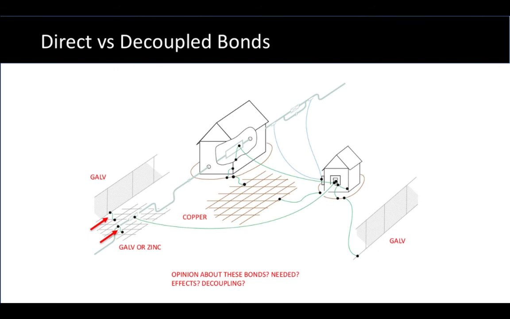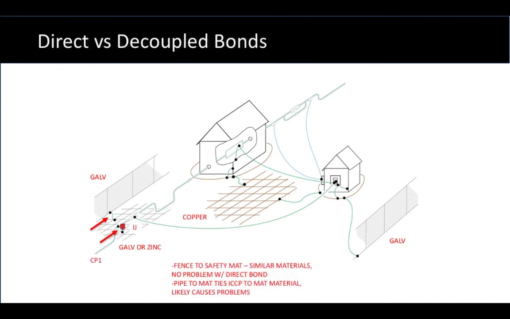Now let's look at a couple of bonds that might exist out near the fence and near the gradient control mat. Can we install hardwired bonds like we see here? What effect will that have on cathodic protection, if any, and do we need decouplers or solid bonds? Well, in this particular case, the fence, which is galvanized steel, can be bonded to a galvanized steel gradient control mat or a zinc grounding mat. That would be compatible with no decouplers needed.